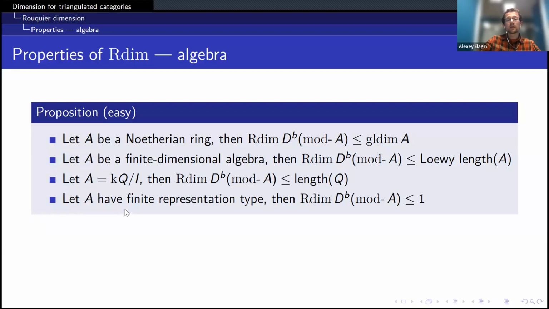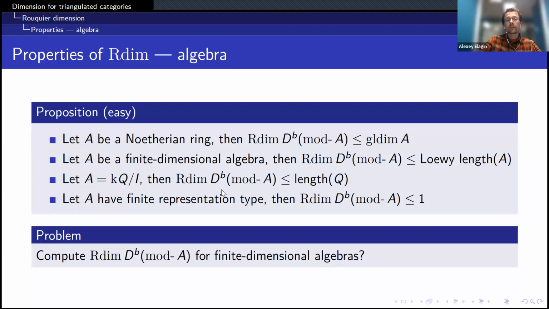But in general, even if we restrict ourselves to finite dimensional algebras, no one knows what the Rouquier dimension of the corresponding category is. It is computed in some examples, but there is no answer and no understanding of how it behaves for general finite dimensional algebras.